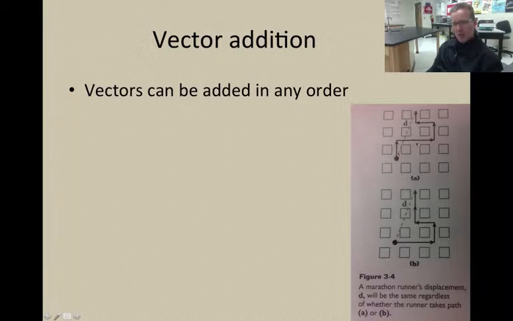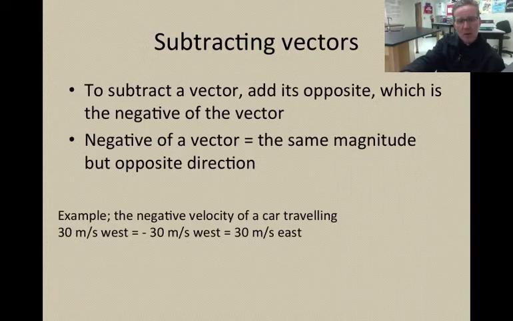Now it doesn't matter which order you do them. Here in B, we're showing the same set of vectors, only drawn in a different order. As you can see, the resultant is the same for both of those.